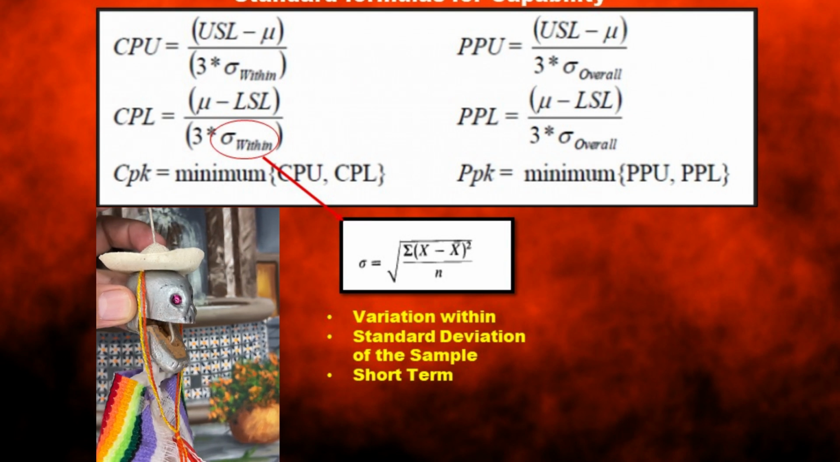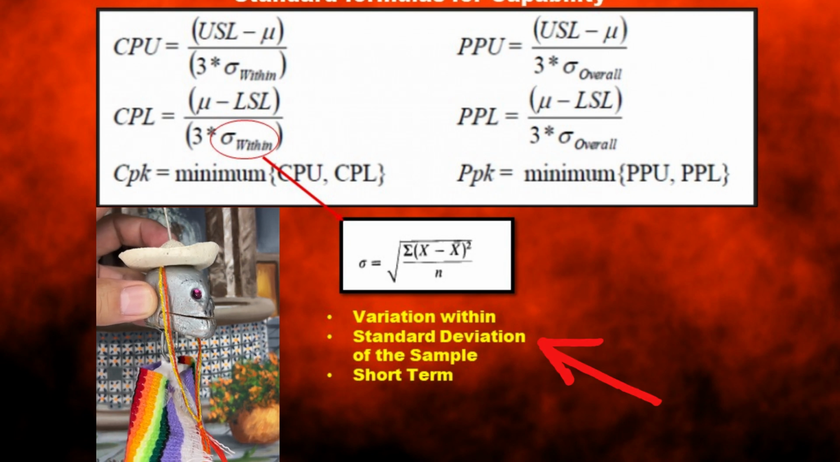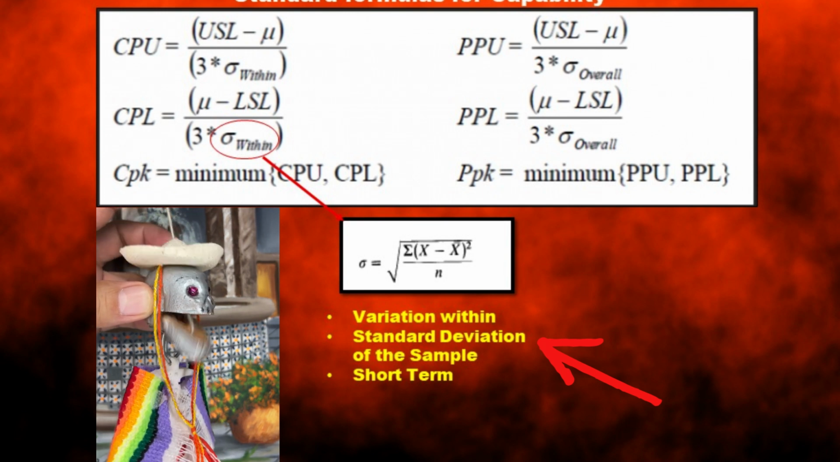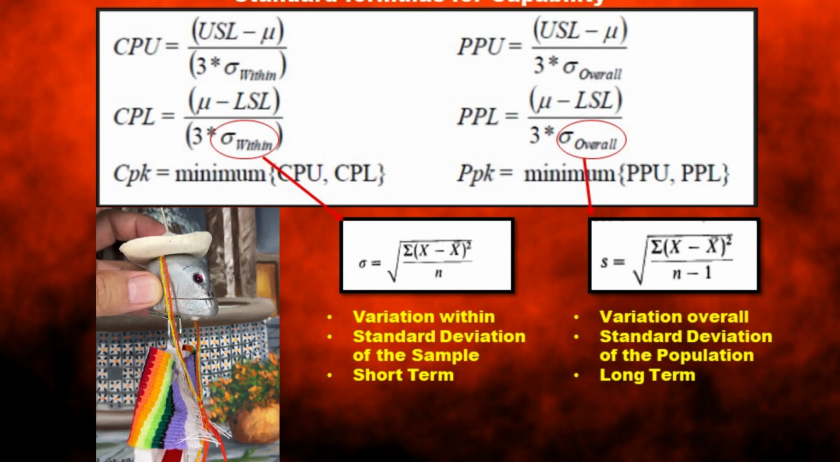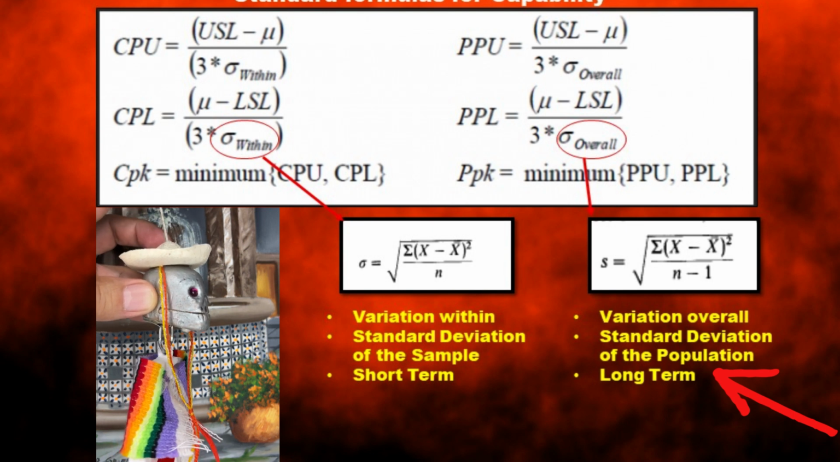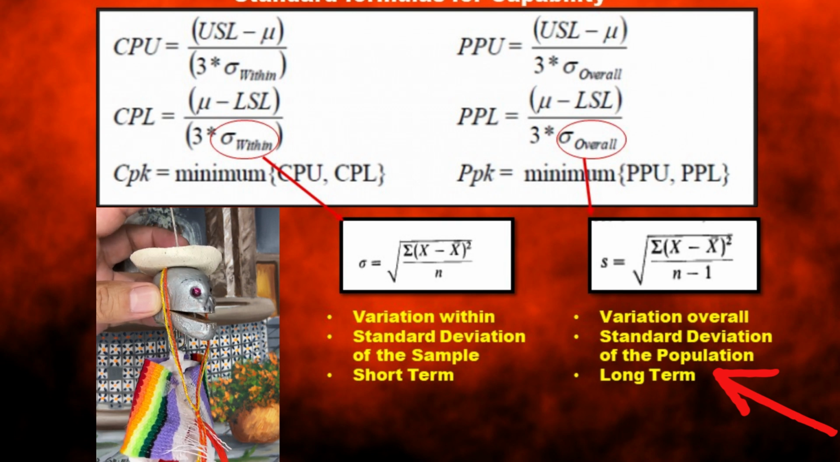Now, let's go back to the standard deviations. As mentioned before, the CpK uses what some people call the variation within, or the standard deviation of the sample, or even the short-term variation. That's the reason CpK is called short-term capability. While the PpK uses the standard deviation overall, which is the variation overall of the process, or the standard deviation of the population, or the long term. That's the reason the PpK is known as the long-term capability.